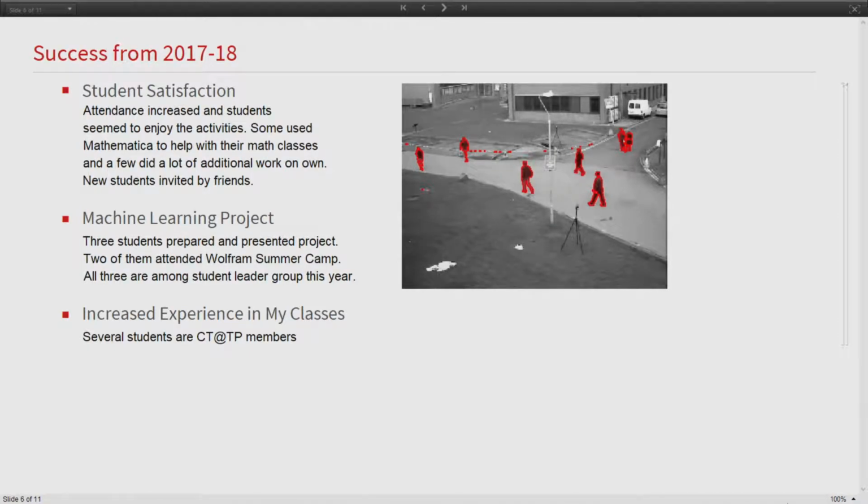Also, my selfish goal got somewhat realized as well, because I do now have students who are in my calculus classes who got a little more Wolfram language experience before we started things off. And I have students taking my projects-based class, which is all about the Wolfram language and Mathematica, who probably wouldn't have otherwise been there because they had been inspired through the work with the club. So I'm going to turn it over to Emily, who will talk about some of her experiences.